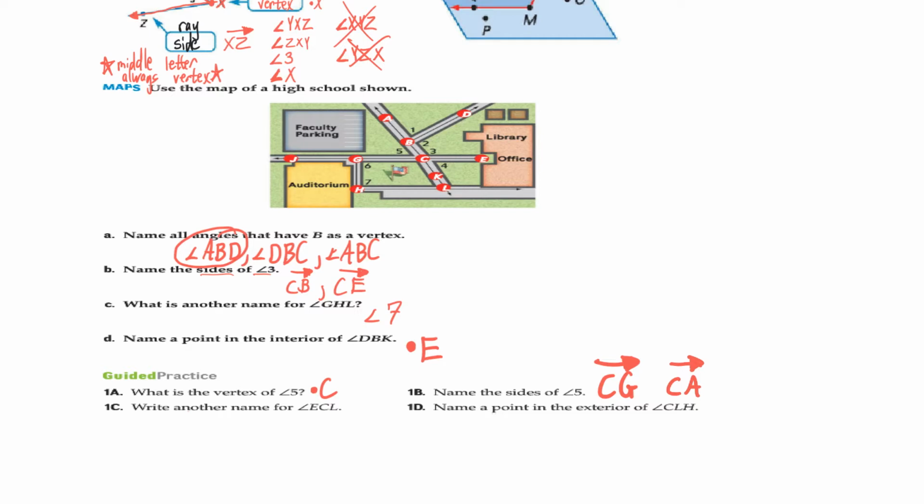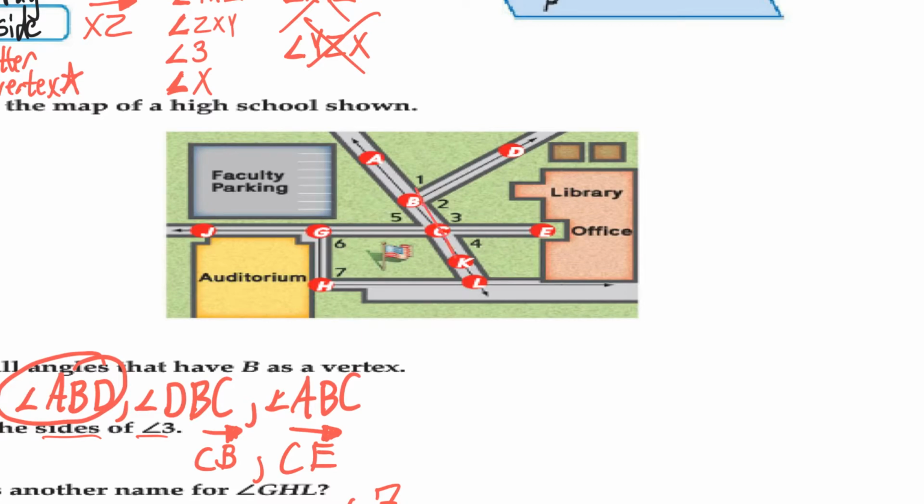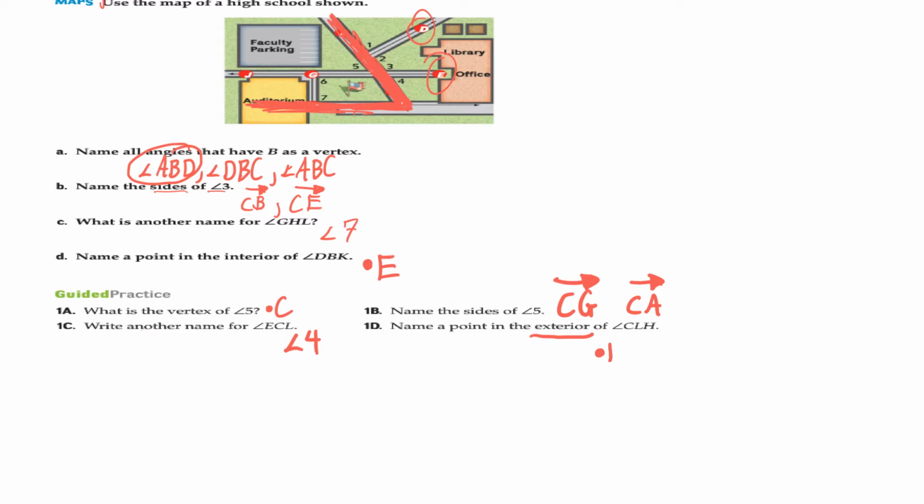What's another name for angle ECL? Angle 4. And then name a point that is in the exterior, on the outside of CLH. CLH is this angle right here. This one's asking for the exterior, so which points are on the outside of that? It's this one, either D or E. Either of those would be fine there.